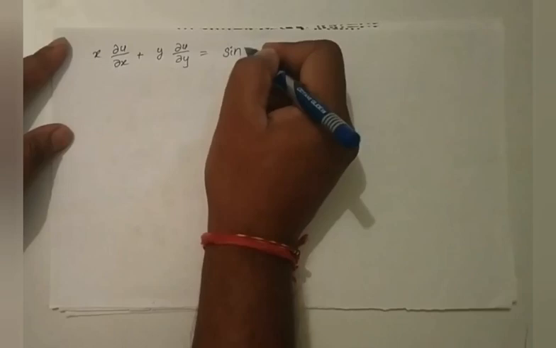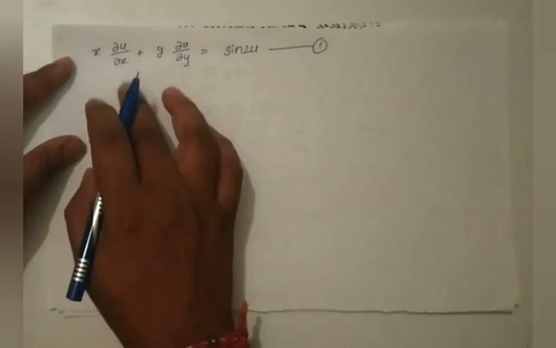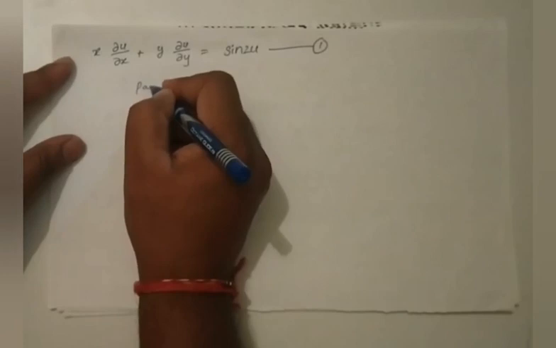Now let us prove the second condition. For proving the second one, I will take the first one. What is the first one? x ∂u/∂x + y ∂u/∂y is equal to sin 2u. Let us name this as equation 1. Please listen very carefully. Now we have to take the partial derivative.